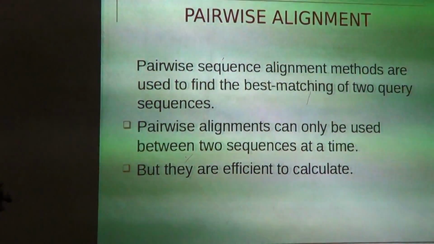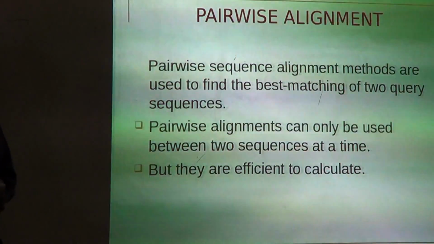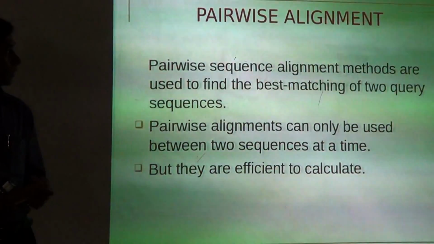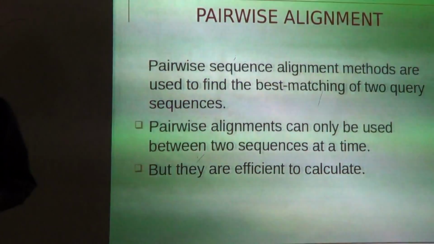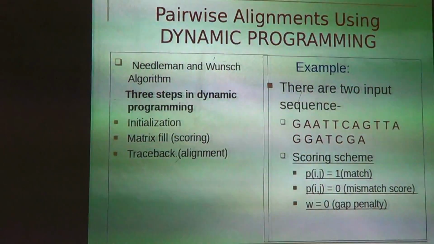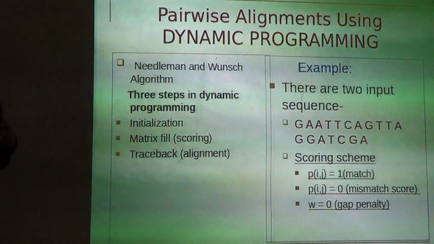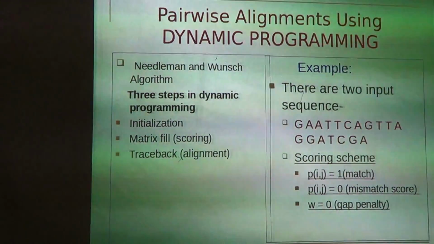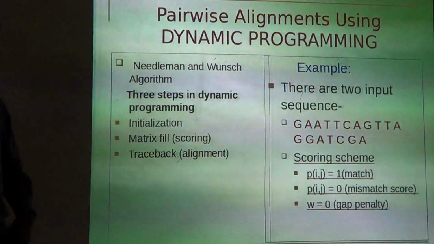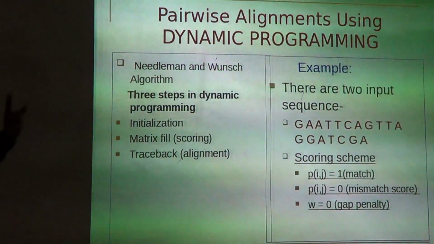Pairwise sequence alignment methods are used to find the best matching of the 2 query sequences, as we have seen. We can also use pairwise alignment for determining the homology of the sequences. Here we are discussing the pairwise alignment using dynamic programming, and in particular the Needleman and Wunsch algorithm.